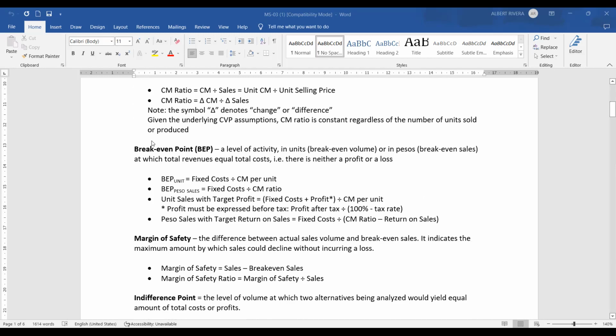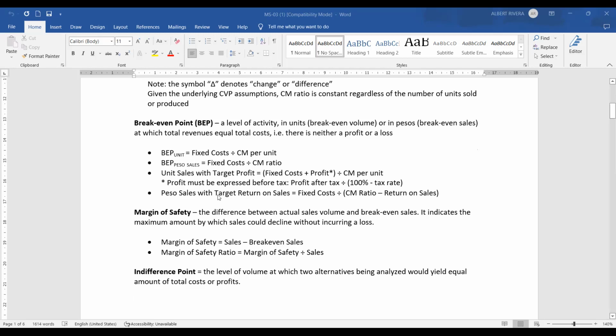Okay, and this is now your break-even point analysis. This is the level of activity, in units or in pesos, at which the total revenues are equal to total cost, meaning there's no profit nor loss. Therefore, there is neither a profit nor a loss. The formula to compute the break-even point per unit is the fixed cost divided by the contribution margin per unit, while the break-even point in pesos is your fixed cost divided by the contribution margin ratio. Or it can be computed by multiplying the break-even point per unit times the selling price.